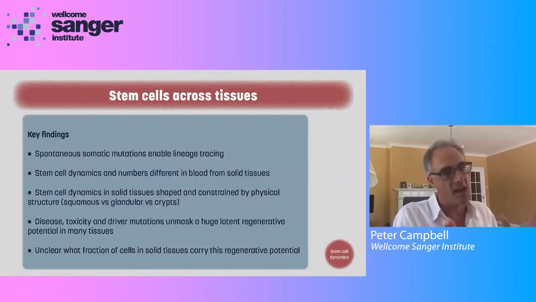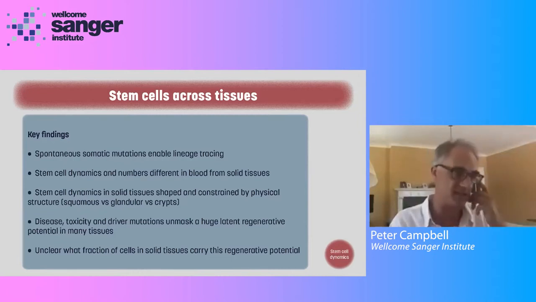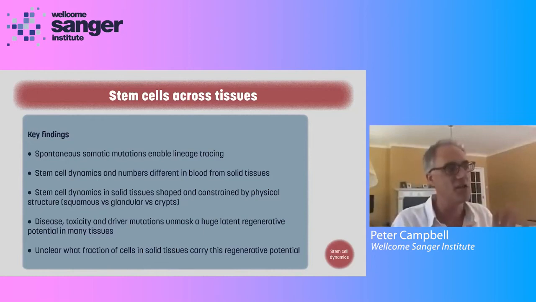So I guess to draw some of those themes together, I think the key findings from this data are that spontaneous somatic mutations enable us to perform lineage tracing, and that enables us to make inferences about the patterns of clonal dynamics and stem cell dynamics across a range of tissues. Clearly, the stem cell dynamics and numbers are different in solid tissues than they are in blood, where much of our inferences previously have come from.